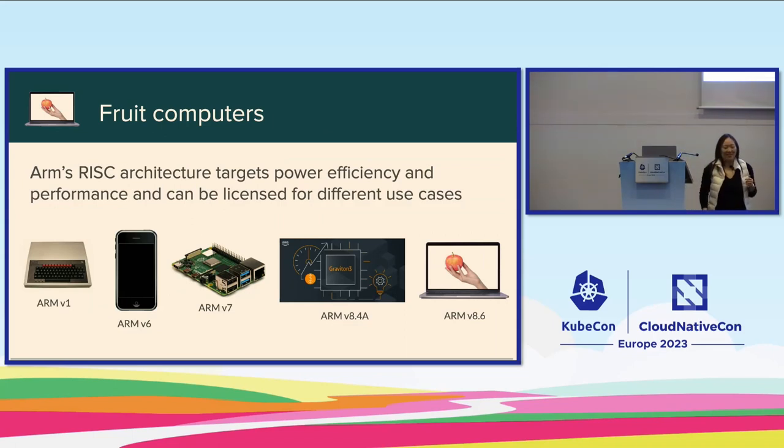Second one, the fruit computer. And this is where I'm going to talk specifically about Arm. So Arm historically has targeted power efficiency. So Arm's been around as a company since 1985. And in the early days, it was kind of spun off from Acorn Machines. But it turns out power efficiency was really good for mobile devices. And Raspberry Pis came along.